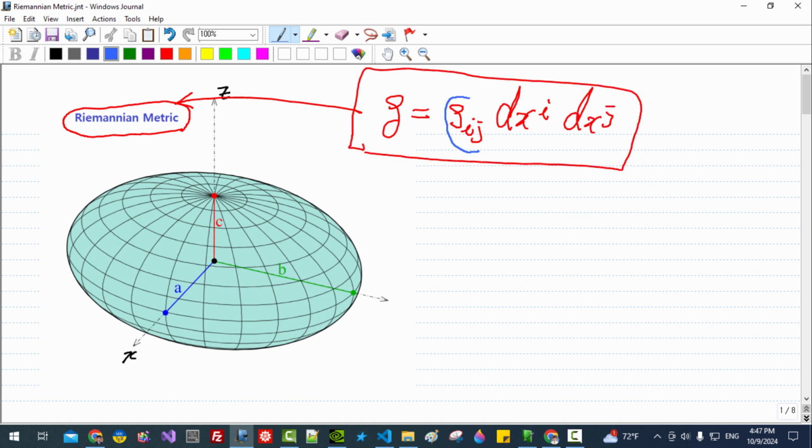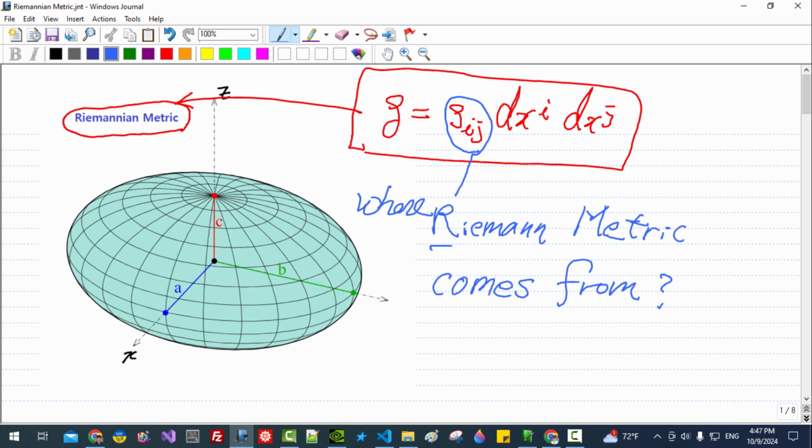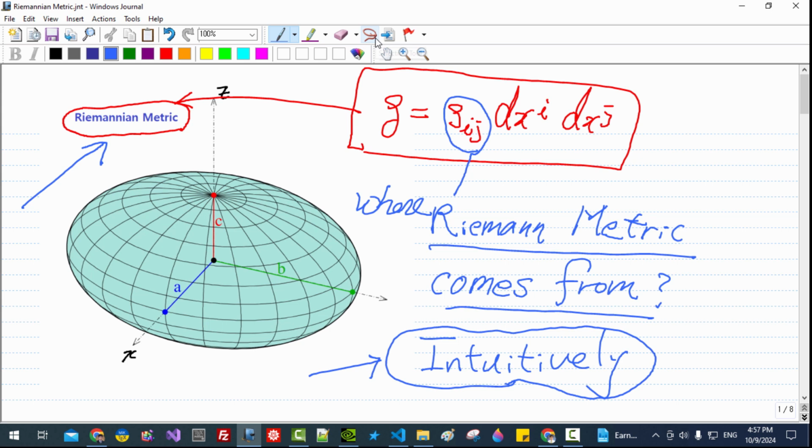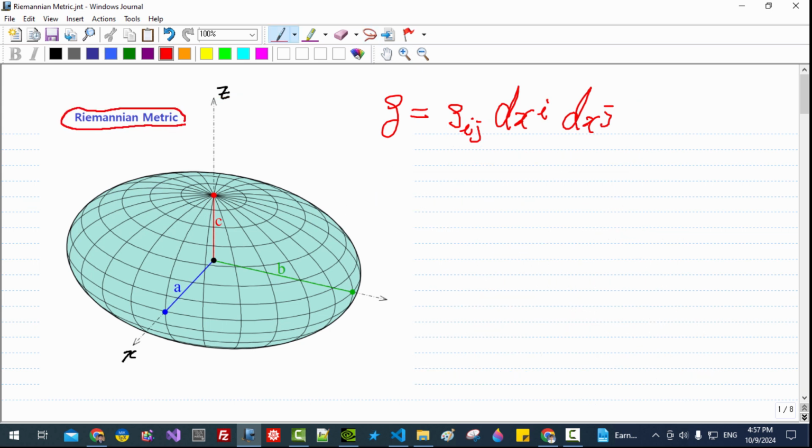Now I will delete all and explain the Riemann metric g_ij dx^i dx^j, where this Riemann metric comes from. Intuitively, not many people can explain the Riemann metric intuitively. I can explain it because I discussed with Riemann. Now, let me explain the Riemann metric.